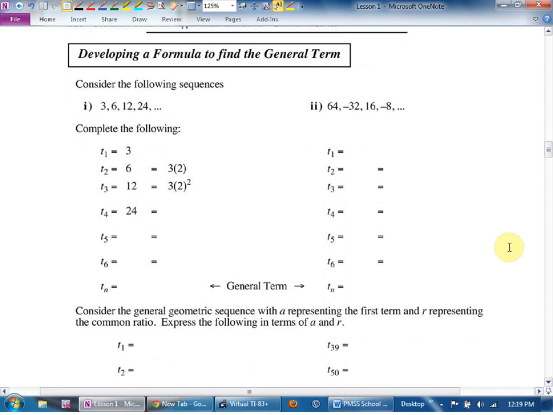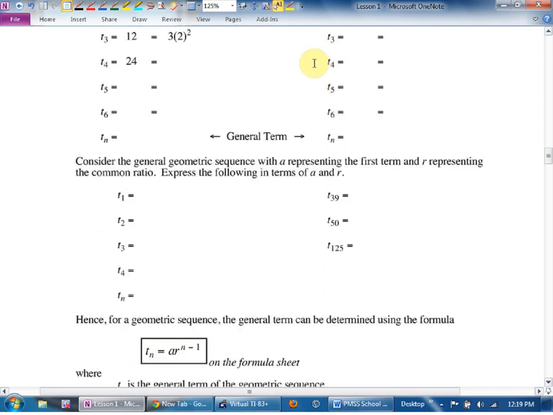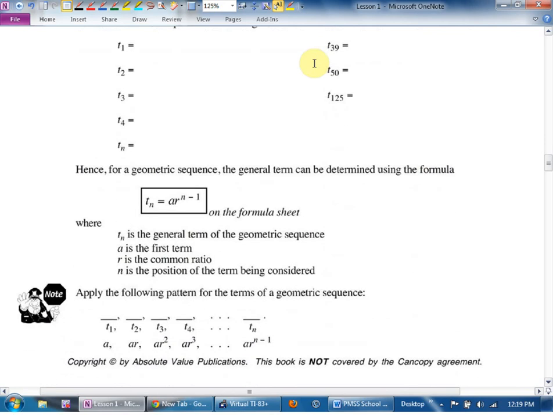It says, developing a formula to find the general term. We're towards the end of the year. If this was in October, I would actually develop the formula with you. Instead, I'm just going to go straight to the punchline. So we're going to scroll down. And here's what we're going to say. This here is the formula for any geometric sequence.